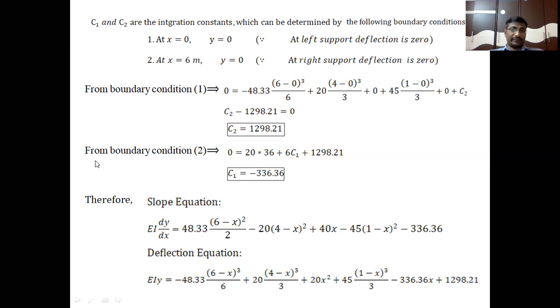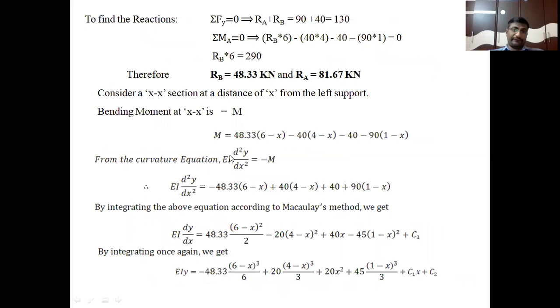Then by substituting the second boundary condition: at x is equal to 6 meters, y is 0, deflection is 0. Substitute this boundary condition in the deflection equation. Left hand side is 0. Then on the right hand side, in place of x, you should substitute 6 meters. So first term minus 48.33 into (6 minus 6) whole cube by 6.